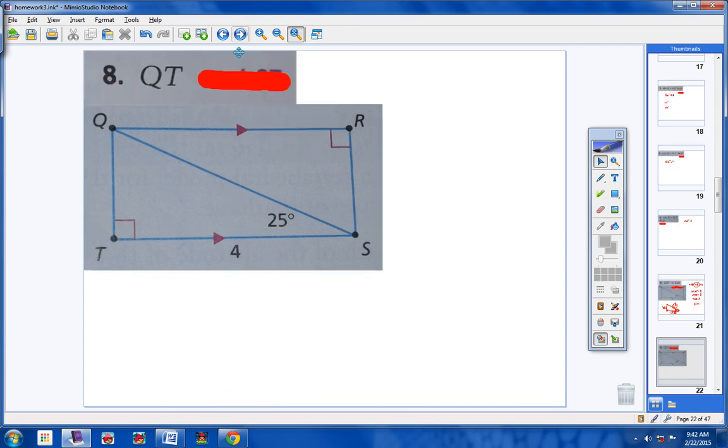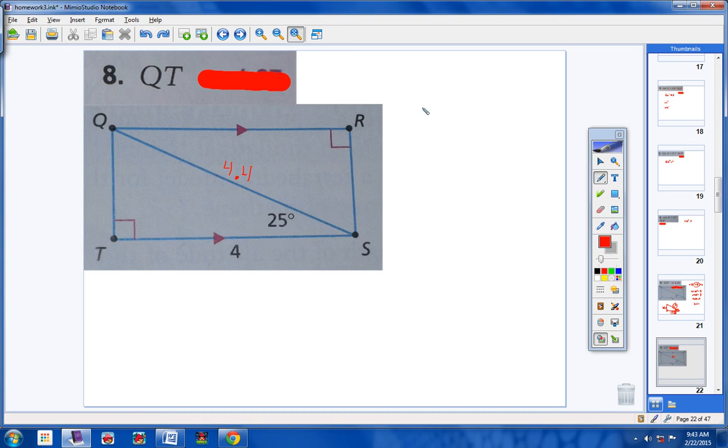Alright, number 8, we're looking for QT. Now, remember students, we just found this length here to be 4.4. So for me, guys, I'm using Pythagorean's theorem. That's just me, okay? Look at my right triangle here. You say, Mr. Earhart, can you do that? How do you know that QS in this problem is 4.4? Because the triangle hasn't changed, guys. It's the exact same triangle. So QS is still 4.4.